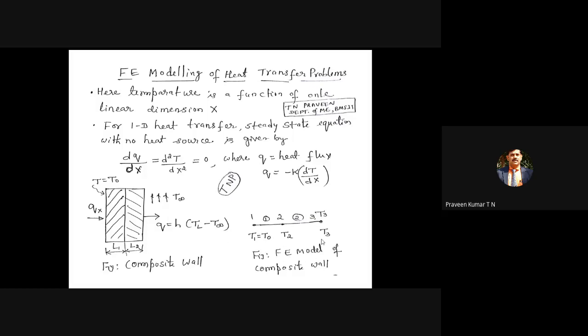The finite element model is shown here. At node 1, the temperature is T1. Imagine the right part of the composite wall has a different thermal conductivity. Because of the difference in thermal conductivity, you have to go for a minimum of 2 elements, since the walls are hatched in different directions. The left wall has a different K, and the right wall has a different K. Hence you have to go for a minimum of 2 elements, element 1 and element 2. So temperature 2 and temperature 3 you have to find out.